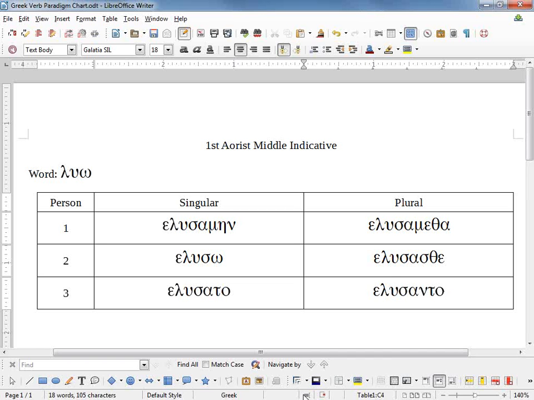Okay, so this specifically is for the middle voice, okay? And so the way that we translate it is I destroyed myself, or we destroyed ourselves, or Charles Barkley destroyed himself, okay? I only use Charles Barkley because he's kind of cool to me. I think he's okay. And then elusanto is they destroyed themselves.